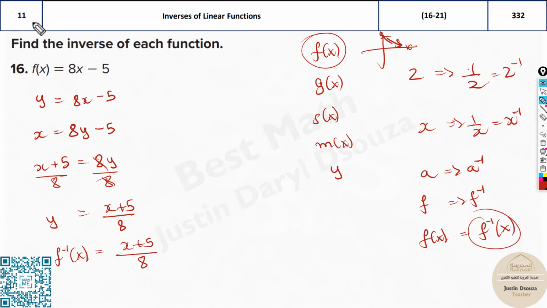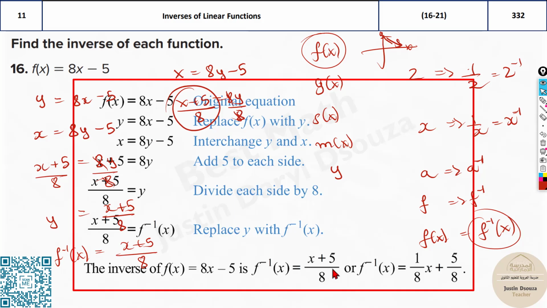Now in the exam, since it's electronic, all you need to do is directly look at f of x. Instead of writing y, you can directly write x equals 8y minus 5. You don't need to do the steps, isn't it? Then just solve for y. So I'll take x plus 5 equals 8y, divided by 8, divided by 8. So this will be your answer. You should just choose f inverse of x is equal to x plus 5 by 8. That would be the answer.